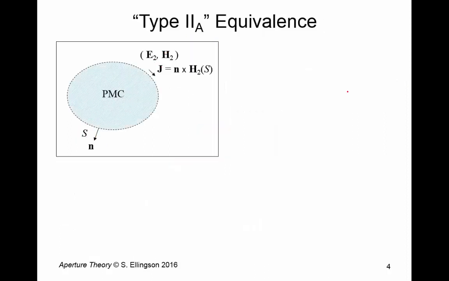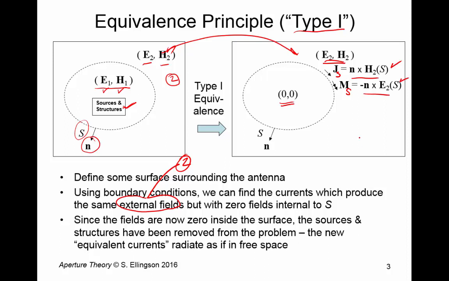Okay, there's a different way, or a supplementary way to describe this problem, and I'll call it type 2A. There will also be a type 2F that I'll show you in a moment, but this we'll call type 2A. What we do in type 2A is we take the previous problem, this scenario I just showed you here, and we make one additional change. Inside here, we'll replace that entire volume with a perfect magnetic conductor. Now that's a material that perfectly conducts magnetic current.